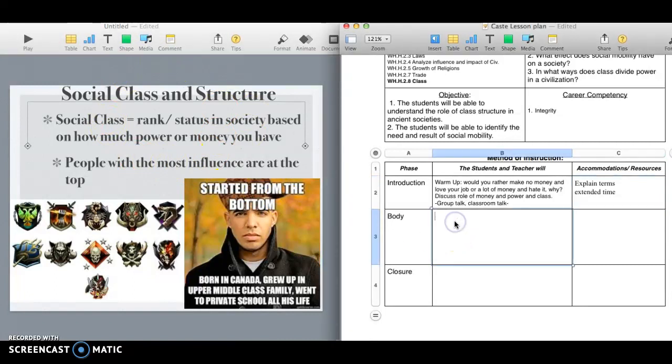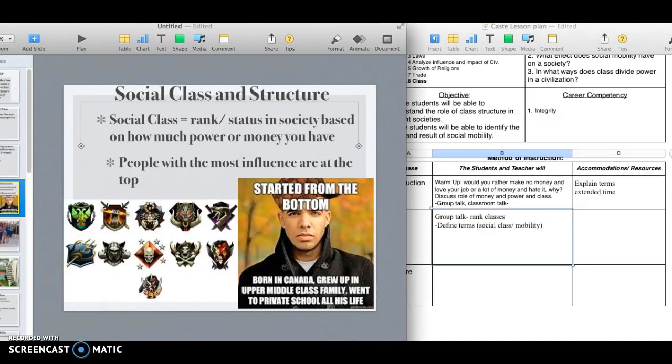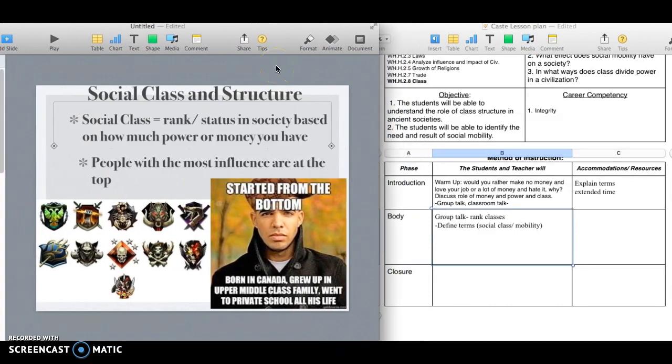So maybe we have that group talk to rank classes, and then that could be a classroom conversation too. Then we want to define terms: social class and mobility. The idea here is we want them to understand what it is specifically. I try to connect to their prior knowledge. So this is Drake, and it's just a funny meme that kids like. This is a video game ranking system, so you're trying to connect to what they know. They may know Fortnite, and there are ranks in Fortnite, those kinds of things.